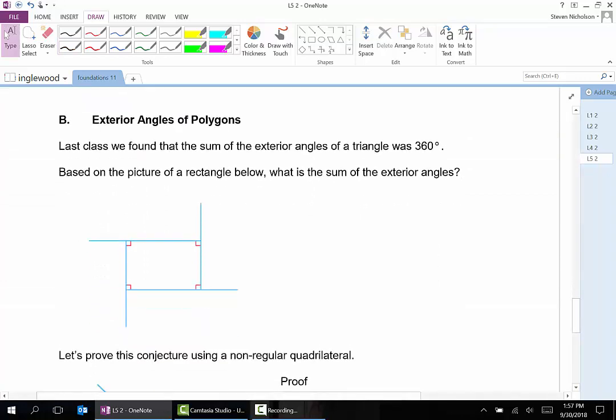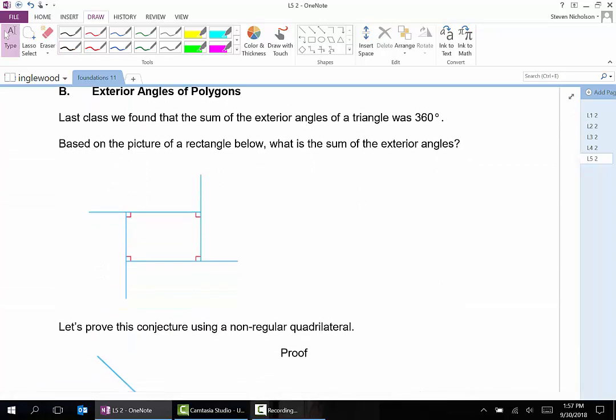So just like with triangles, we looked at the exterior angle, and we found the sum of the exterior angles of a triangle is always 360. So again, right here, if we wanted to know the sum of these exterior angles, I would hope you would look and recognize that all those angles are 90 degrees because they're angles on a line. So what we should see here is the exterior angles of this rectangle add up to 360 degrees as well. And that's kind of really interesting.